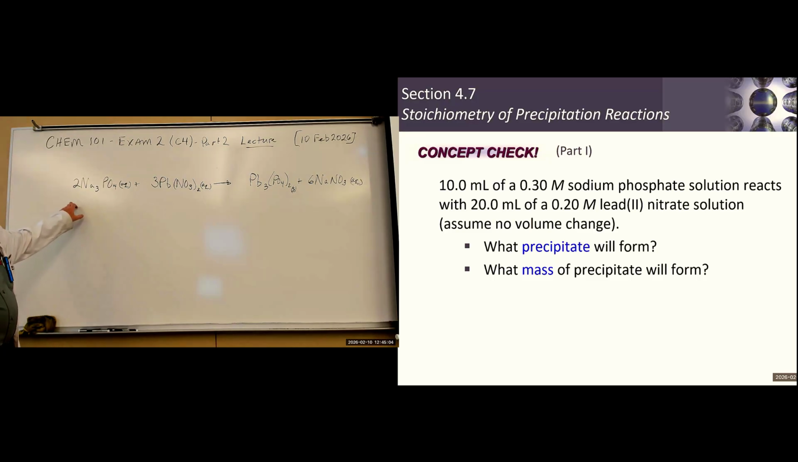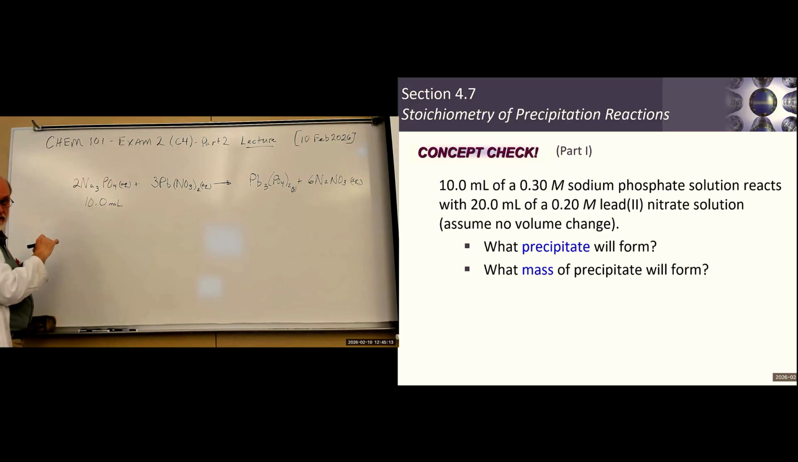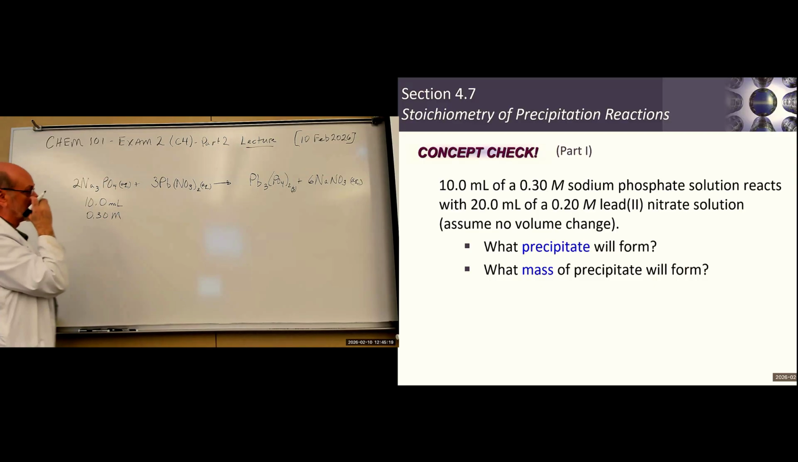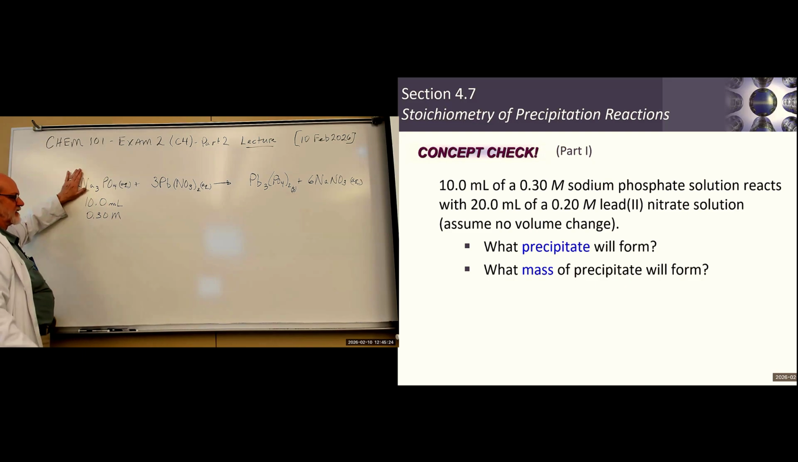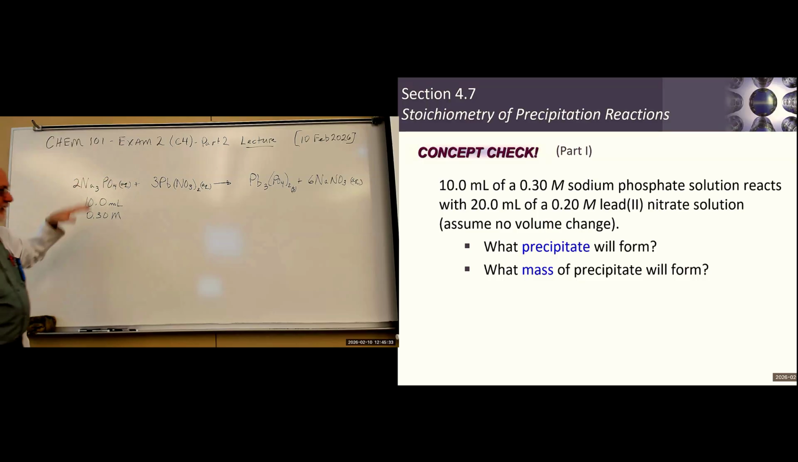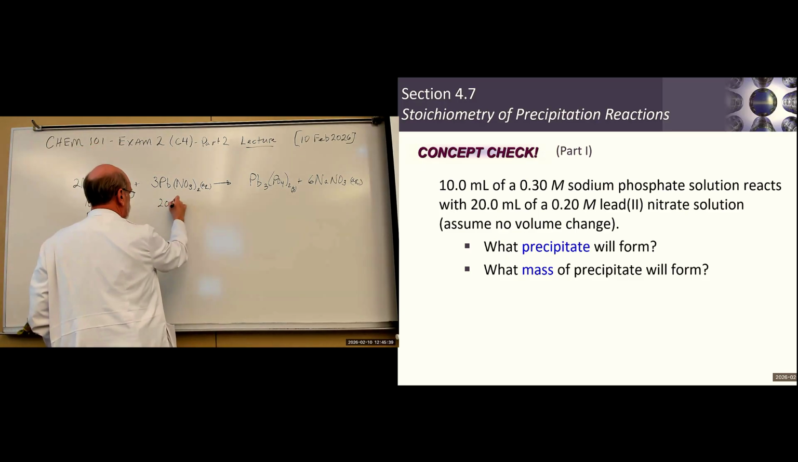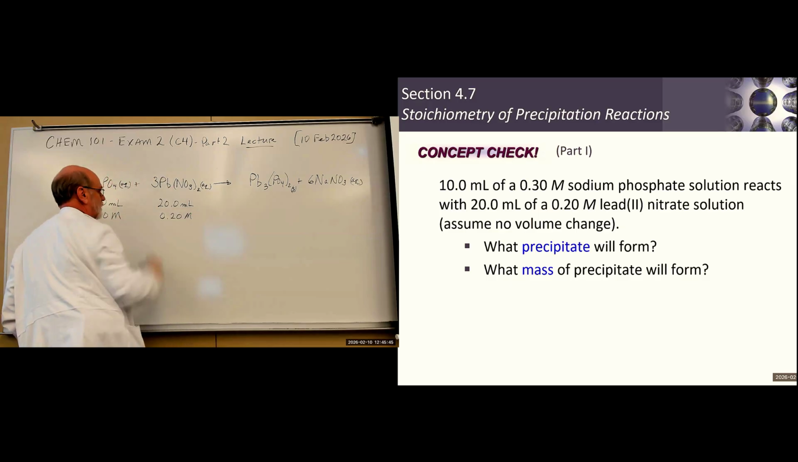For this, I want to say sodium phosphate is 10 milliliters. Let's see, yes, 10 milliliters of what concentration? 0.3 molar of this compound. And to understand this, you don't want to look at that yet. That doesn't have a bearing on what's happening here. That only has a bearing on what happens when you go from one place to the other. Okay, and we also got 20 milliliters of 0.20 molar of that compound.